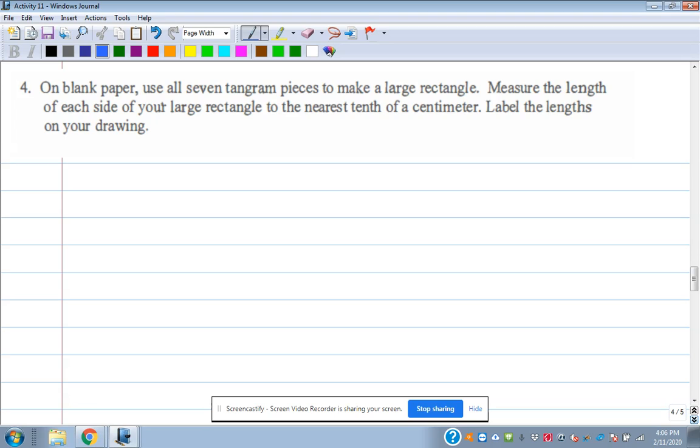So we've got to do a little practice with the tangrams today. Everybody loves tangrams.